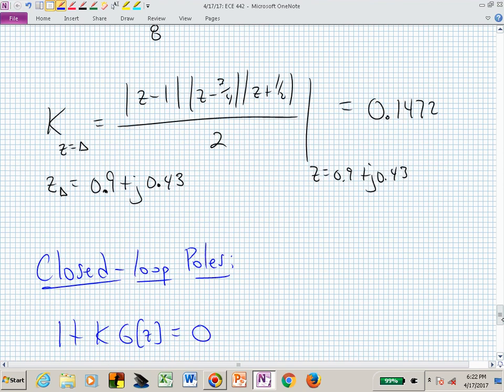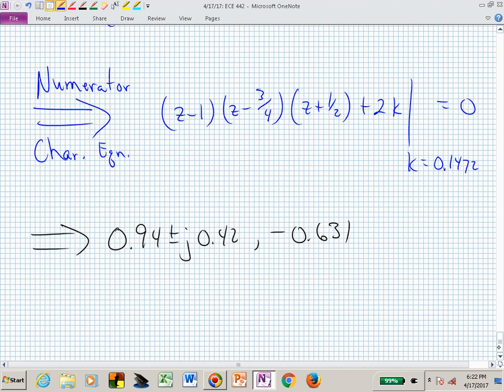0.9 plus j 0.43. This one's a little bigger, isn't it? It's 0.94, so it's bending over to the right maybe a little faster than what we had anticipated from our sketch. And if we found the magnitude of this, it's actually beyond the unit circle. So that K is a little bit too big for stability even. That gain of 0.1472 is a little too big to preserve stability.